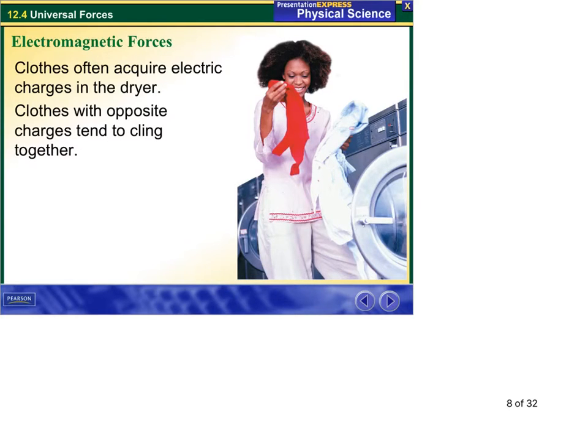A little illustration of static electricity. In the dryer, clothes may acquire an electric charge and they tend to cling together.